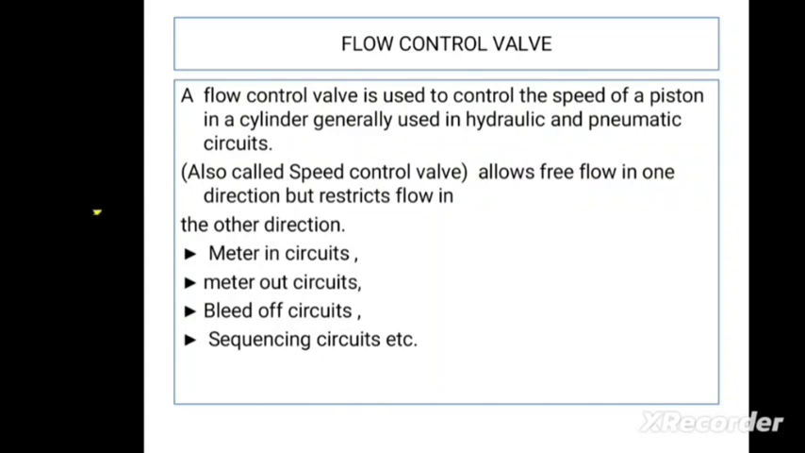A flow control valve is used to control the speed of a piston in a cylinder, generally in hydraulic and pneumatic circuits. It is the most important component to control the speed of the circuits, in both hydraulic and pneumatic circuits. This flow control valve plays a major role in metering in circuits, metering out circuits, bleed off circuits, and sequencing circuits. So let's see one by one what all these are.